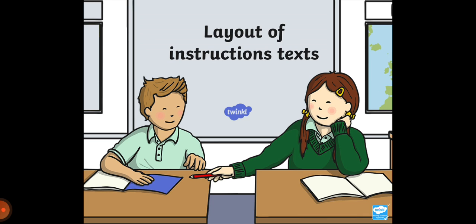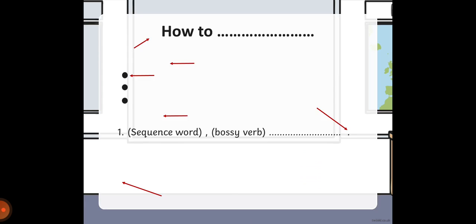Okay, now let's see how an instruction text looks like. Okay, this is how we can find them.